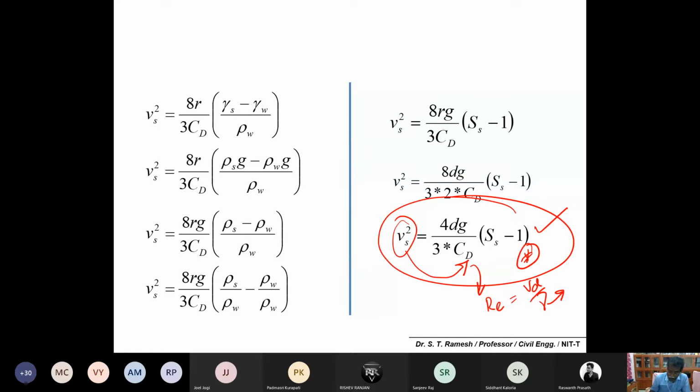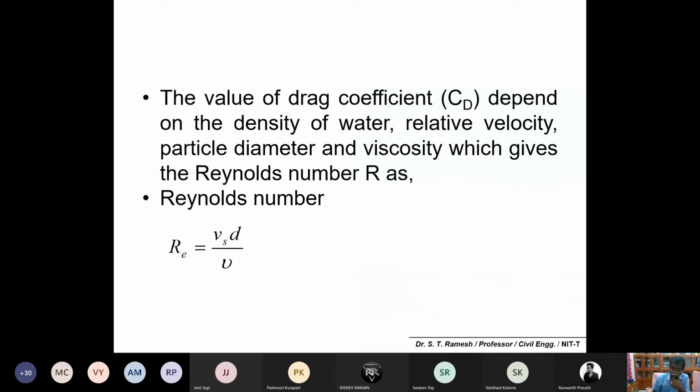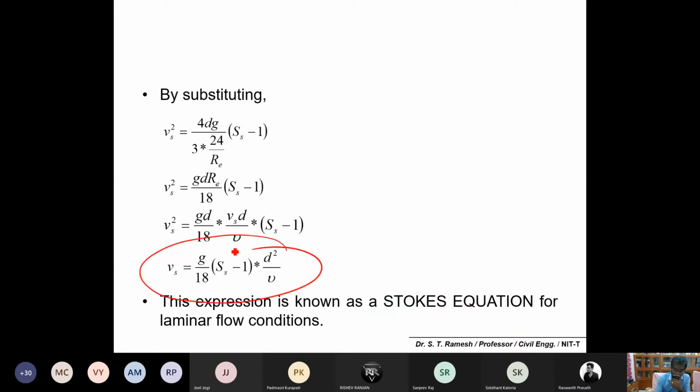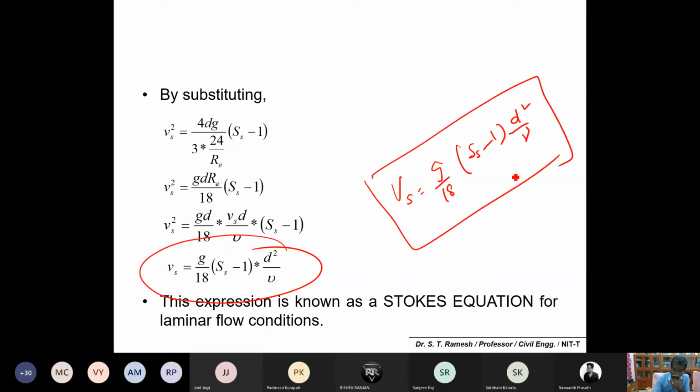And this Cd is equal to 24 by Re. You just calculate what Cd is in terms of Vd by nu, substitute Re here, and substitute again in this equation, and you may get a simplified equation like this. Vs is equal to g by 18 into (Ss minus 1) into d squared. This is a very famous equation, called the Stokes equation.